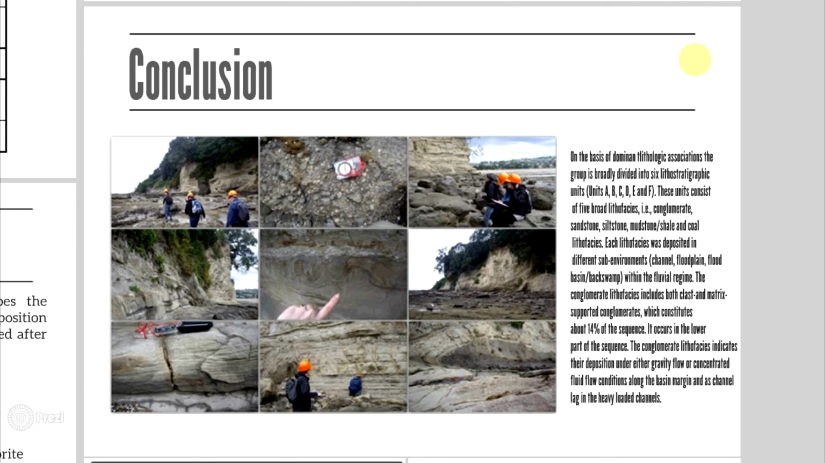The conglomerate lithofacies includes both clast- and matrix-supported conglomerates, which constitute about 40% of the sequence. It occurs in the lower part of the sequence. The conglomerate lithofacies indicates deposition under either gravity flow or concentrated fluid flow conditions along the basin margin and its channel in the heavily loaded channels.